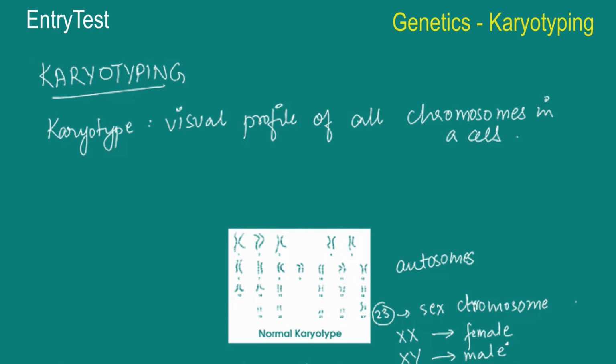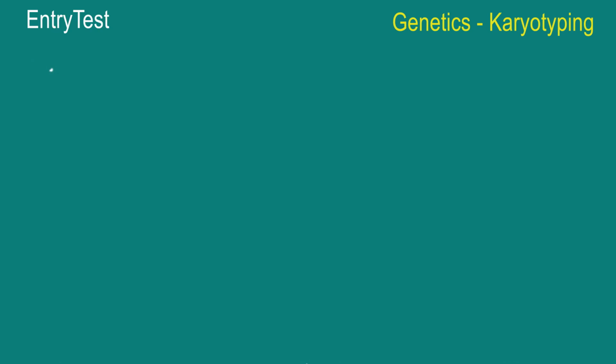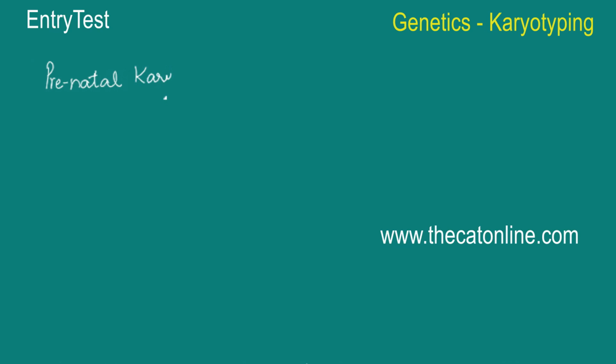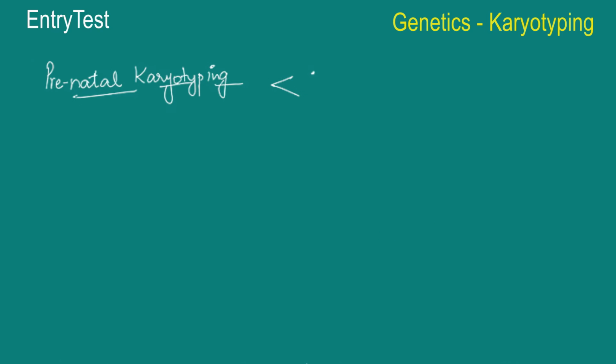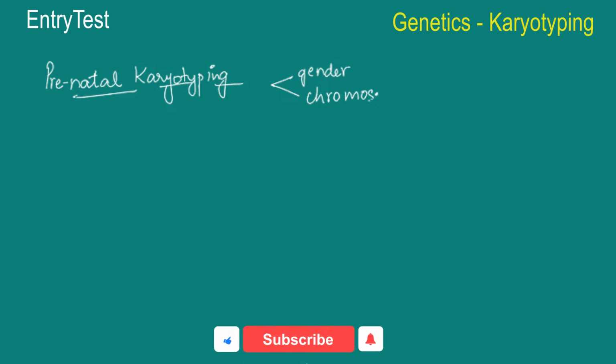The next important thing is, how is karyotyping actually done? We are going to study prenatal karyotyping now. Prenatal karyotyping means karyotyping done for a fetus that is yet to be born. That's why we call it prenatal karyotyping. That is done in order to determine any possibility of a genetic disorder before the birth of a child. So basically it is used for 2 things. One is to determine the gender of an unborn child. The other one is to test for any kind of chromosomal abnormality.